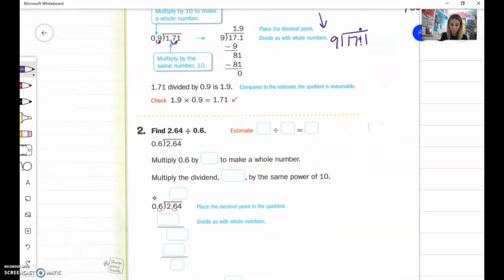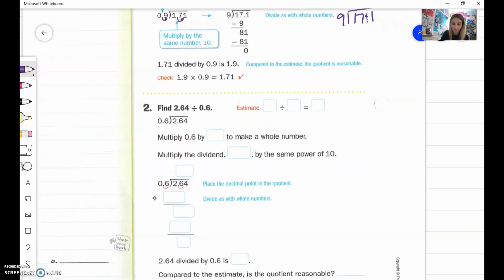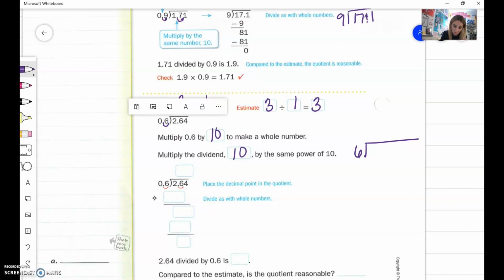Okay, let's practice. You do, I do. First we would estimate. This would be 3 2 64/100 divided by 6/10, so it's as close to 1. So 3 divided by 1 is 3. That's our rough estimate, a quick, simple estimate. So we're going to multiply 0.6 by 10 because it only moves over one spot. So I've multiplied my divisor by 10 so that I end up having 6 for my divisor, which means I have to multiply my dividend by 10. When I multiply that by 10, it moves over one spot, which gives me 26 4/10.